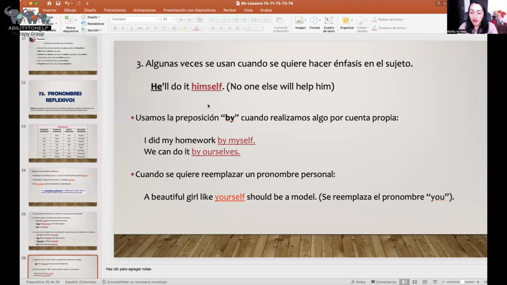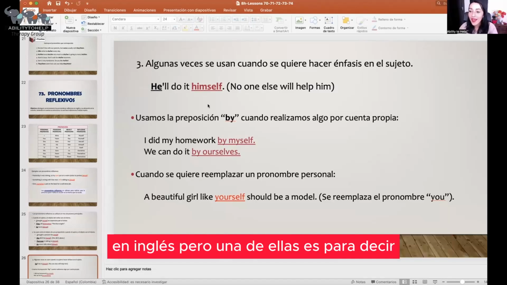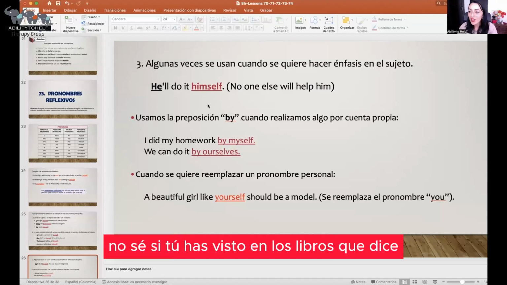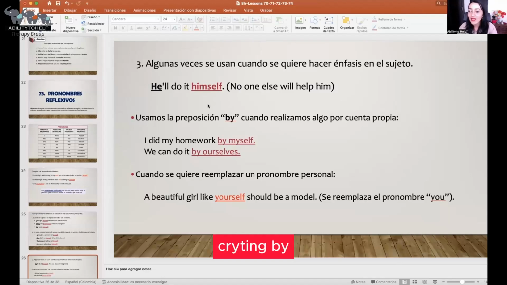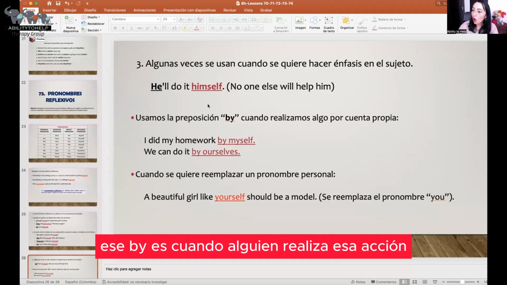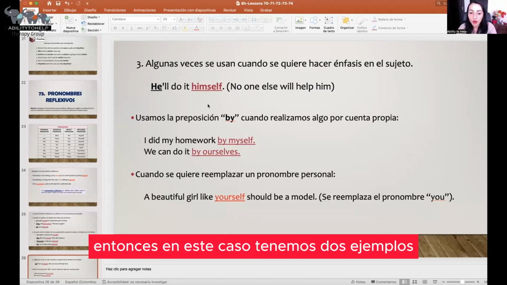And by. Ahora con by. By es una preposición que se utiliza para muchas cosas en inglés, pero una de ellas es para decir por mí mismo, por ti mismo. Lo que te decía ahorita, no sé si tú has visto en los libros que dice writing by, escrito por, writing by, escrito por tal persona. Ese by es cuando alguien realiza esa acción, escrito por, realizado por, desarrollado por. Entonces, en este caso tenemos dos ejemplos.